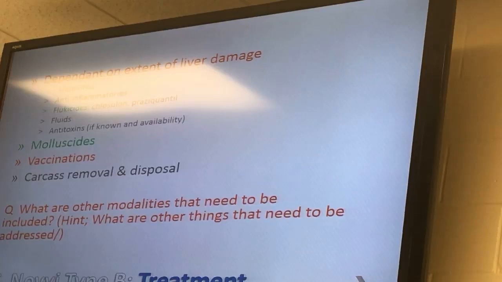The other thing that you may have to do is give these guys fluids. IV fluids are the best way to go. You want to be aggressive about your fluid therapy. And what this does is two things. It dilutes out the toxins, and it keeps the animal well perfused.